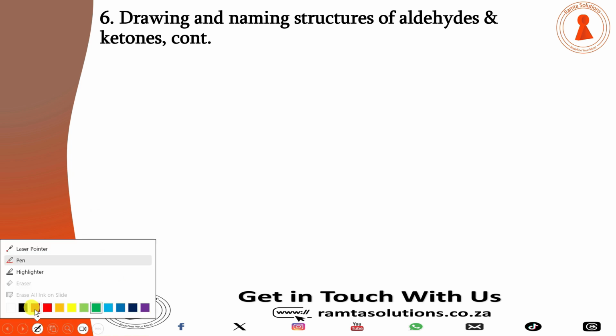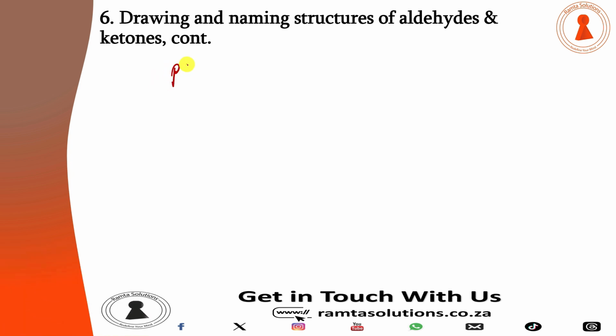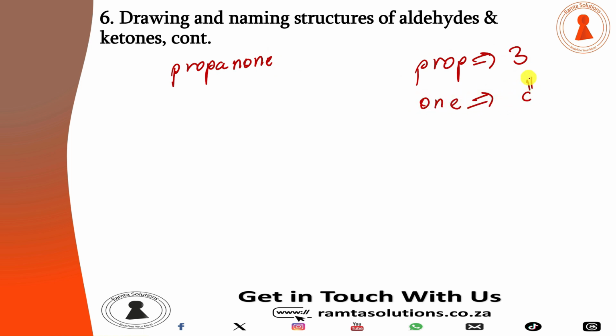We said the simplest ketone was propanone. Not propanol, man. Propanone. Prop means 3. ONE implies this is this guy here. Okay? So I will say 1, 2, 3.